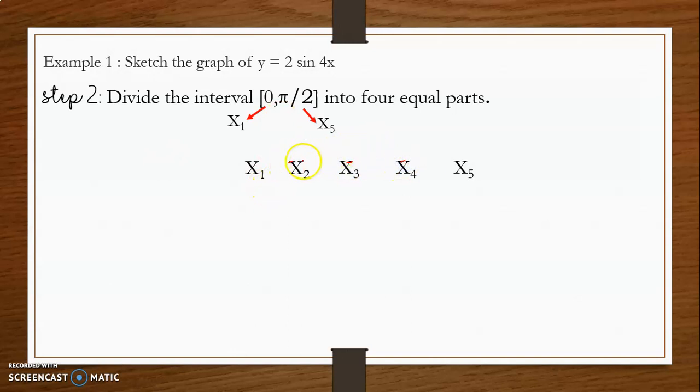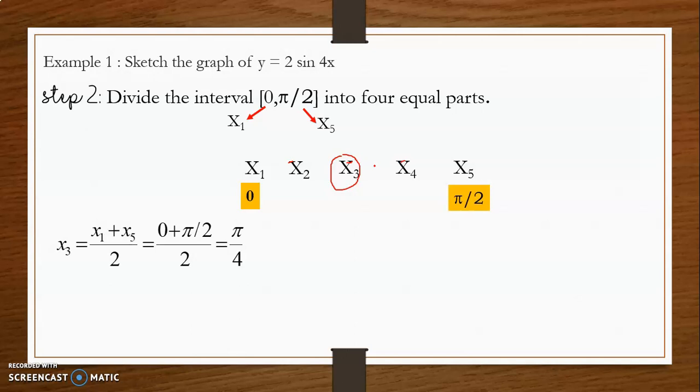So using the midpoint formula. So first is pangitaon na nato una si x sub 3. So ma-obtain na nato si x sub 3 by getting the sum of x sub 1 and x sub 5 divided by 2. Kay si x sub 3 mao man ni siya ang midpoint ni x sub 1 ug ni x sub 5. So we have 0 as our x sub 1, pi over 2 as our x sub 5. So add all of them, add the 2 and divided by 2. So we obtain pi over 4. So our x sub 3 is pi over 4.